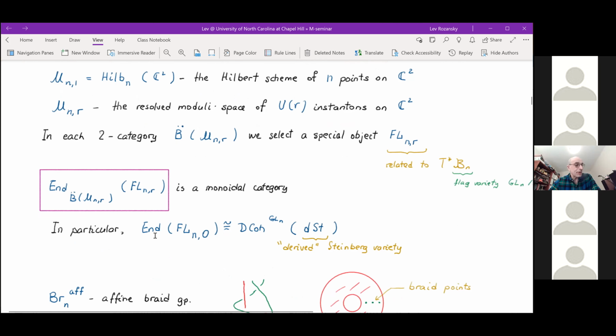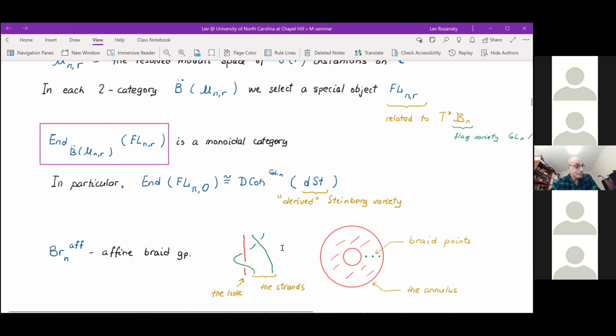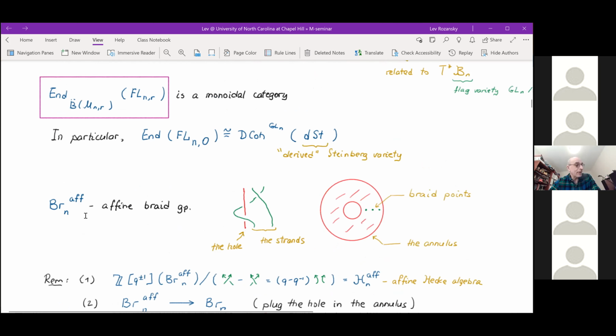So in particular, the endomorphisms in case of R equal to 0, the commuting variety, will be equivalent to the category of GLN equivariant sheaves over the so-called derived Steinberg variety. And then we take the affine braid group. It's the usual braid group, except that you use an annulus instead of a disk. So the points which travel along the strands of the braid live on an annulus here. And the whole of the annulus is denoted by this red line.